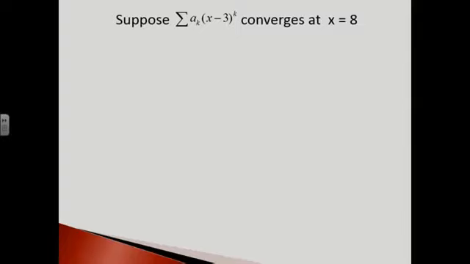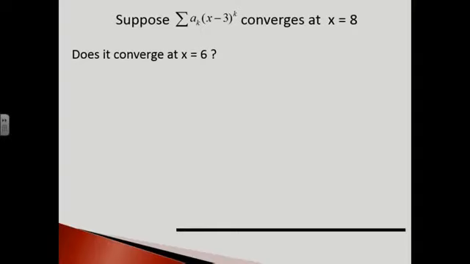Suppose sigma a_k multiplied by x minus 3 to the power of k converges at x equals 8. Does it converge at x equals 6? To answer this, we draw the convergence set of this series. The series is centered at 3. It converges at 8. So for all values of x between 3 and 8, it converges. Since 6 lies between 3 and 8, it converges at 6.